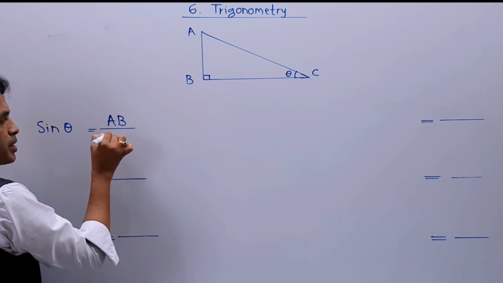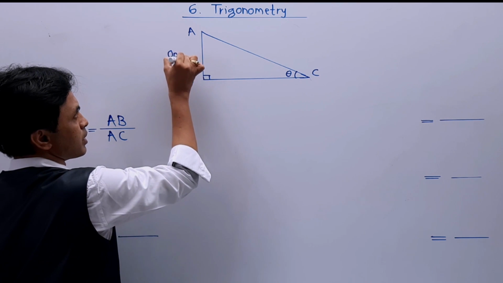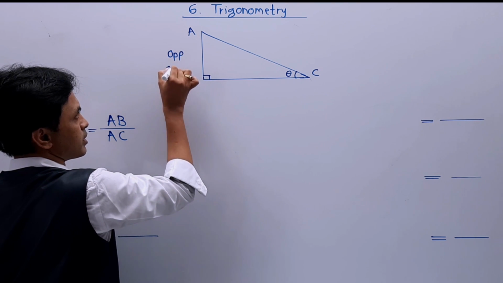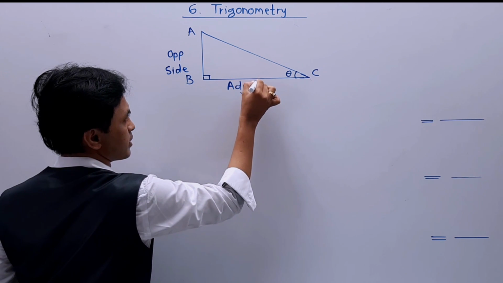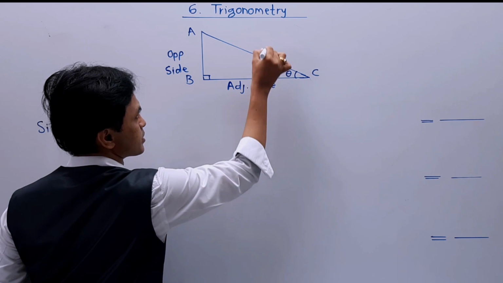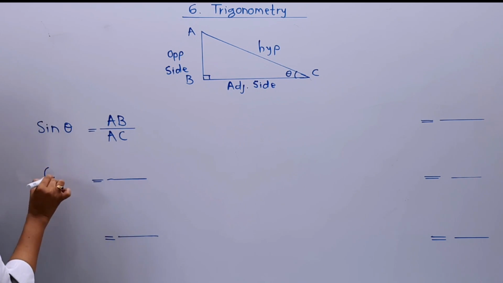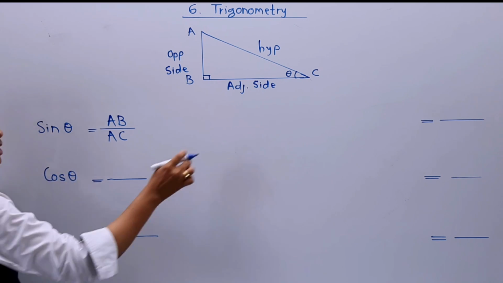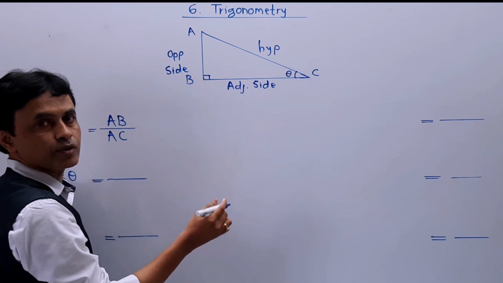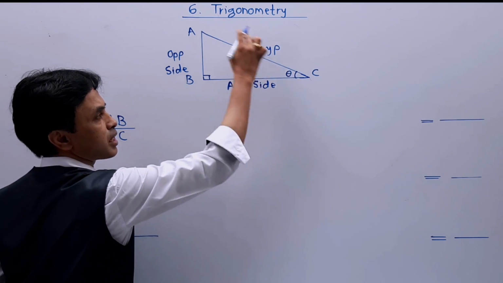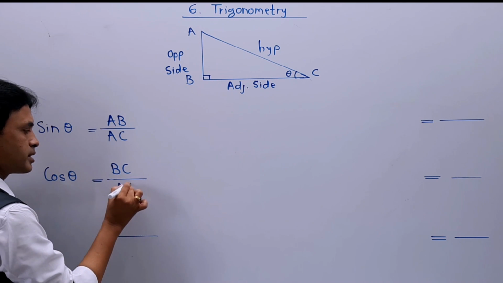Here I am going to write opposite side, adjacent side and hypotenuse. Next, the formula for cos theta. Cos theta is nothing but adjacent side upon hypotenuse. From the diagram it is BC upon AC. So it becomes BC upon AC.